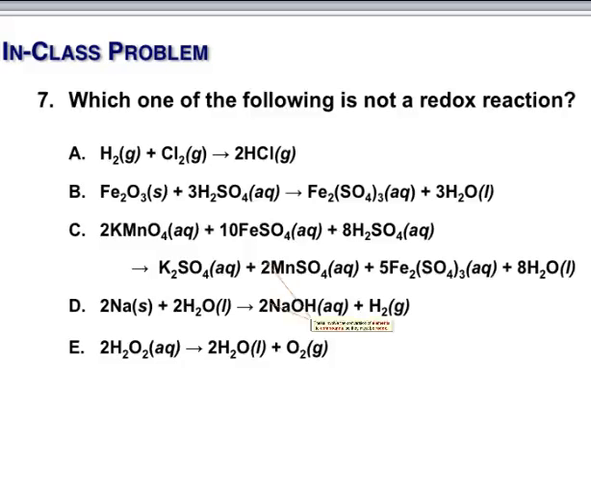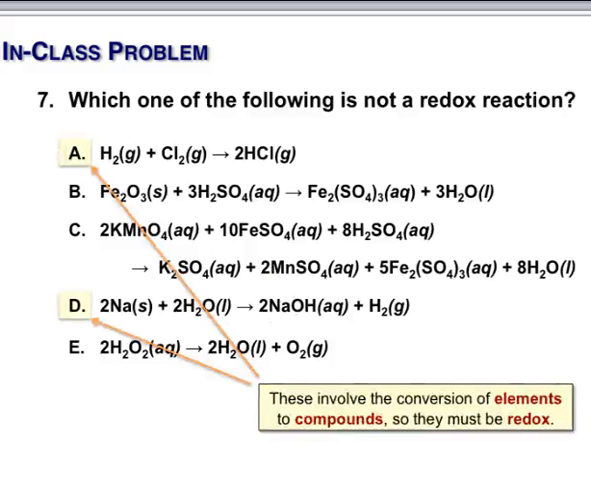So, if we look at A and D, we have two elements going to a compound. That must be redox. Must be. Down here, we have sodium going to a compound. That must be redox. So those two are out. Everyone see that?